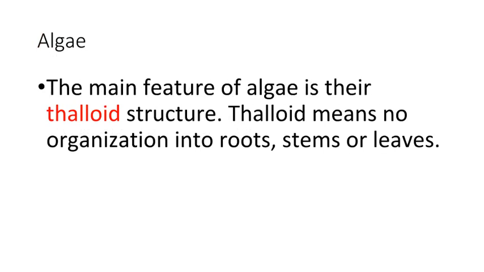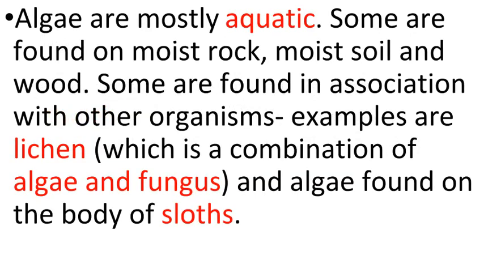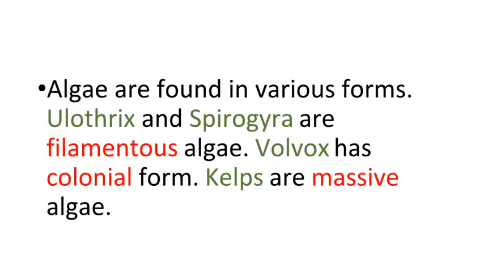Algae. The main feature of algae is their thalloid structure. Thalloid means no organization into roots, stems or leaves. Algae are mostly aquatic. Some are found on moist rock, moist soil and wood. Some are found in association with other organisms. Examples are lichen, which is a combination of algae and fungus, and algae found on the body of sloths. Algae are found in various forms. Oedogonium and Spirogyra are filamentous algae. Volvox has colonial form. Kelps are massive algae.